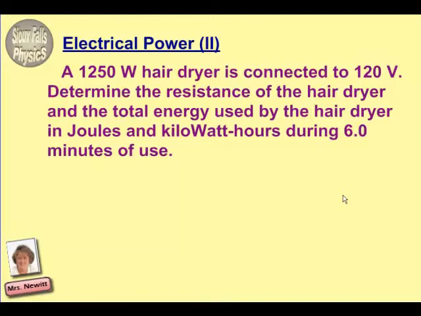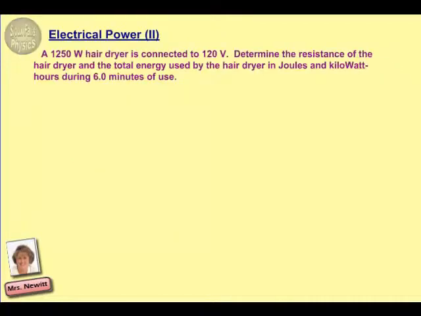This problem gives us the wattage used by a hairdryer when connected to 120 volts, and we are to determine the resistance and the total energy used in both joules and kilowatt hours for 6 minutes of use. The first thing that we're going to do with this is to look at the resistance.